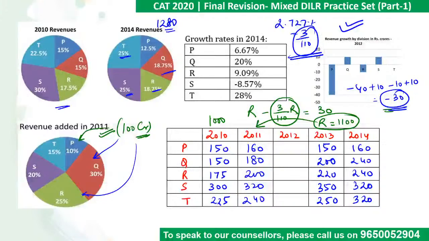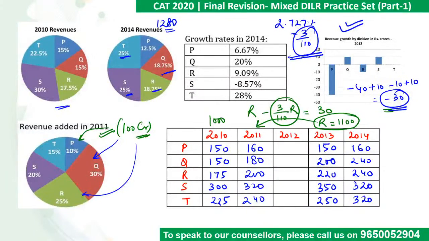I repeat, 2012 के ग्राफ से we got to know it decreased by 30 CR. Originally it was given it will decrease by 3 by 110 of the previous year. So 3 by 110 of the previous year is 30 CR. वहां से previous year का revenue आ गया 1100. Now that 1100 is the revenue of 2011, but last year it was 1000. So the added revenue is 100. और उस added का पाई चार्ट हमें given था यहाँ पे PQRST, revenue added in 2011. You can see it on the left of your screen. कि revenue added in 2011 is giving you this much of figure.